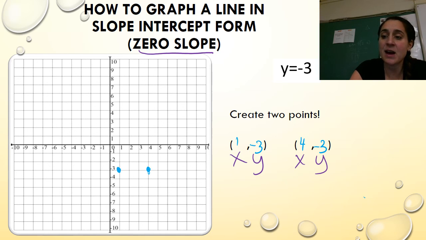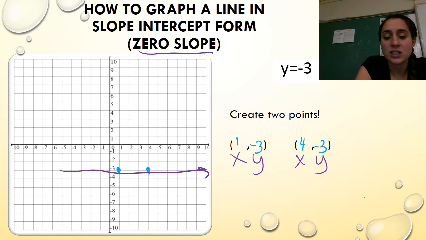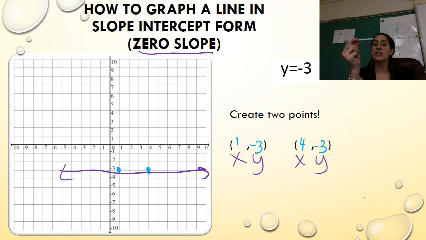And as you can see now, I've created a horizontal line, just like Slope Dude taught us. This is 0 fun, our 0 slope.